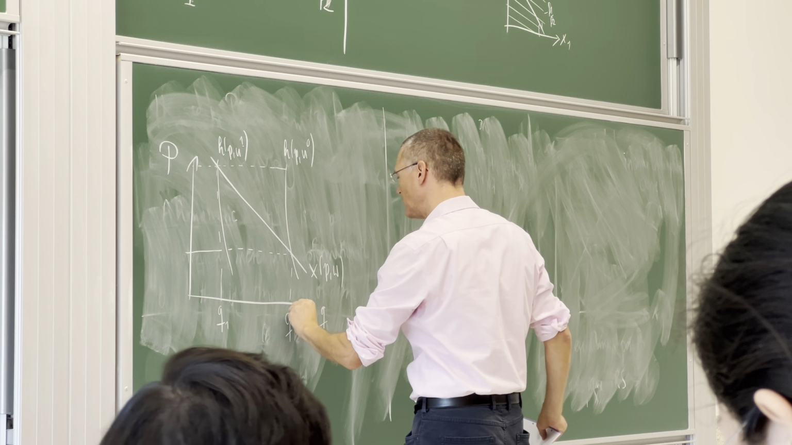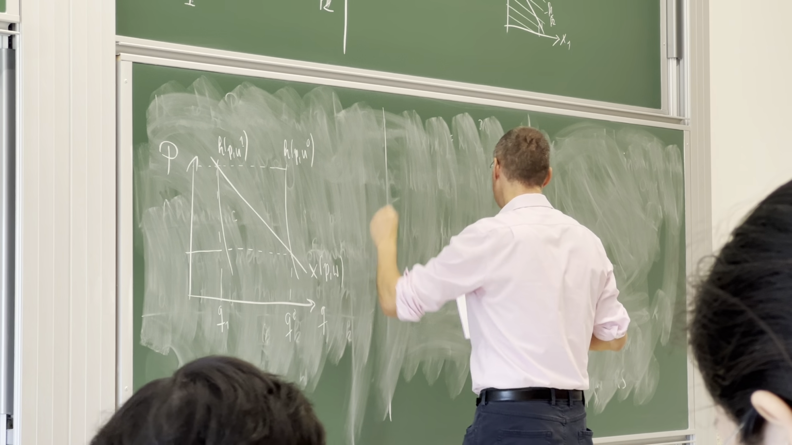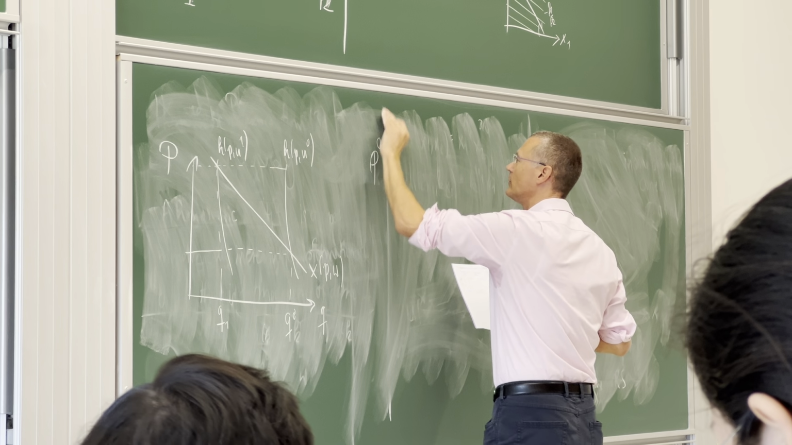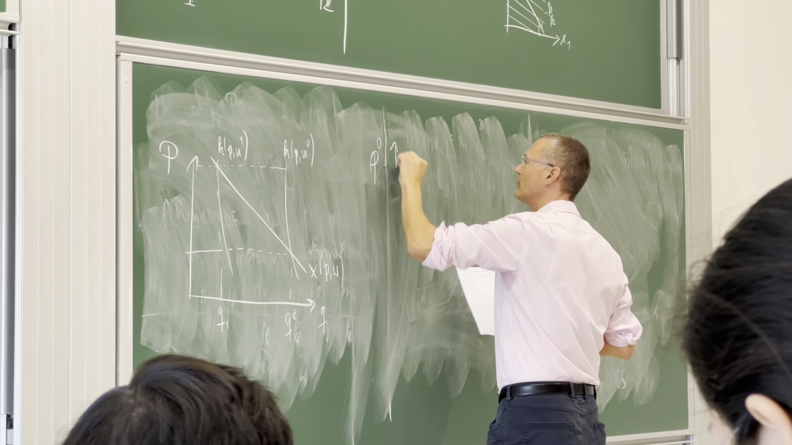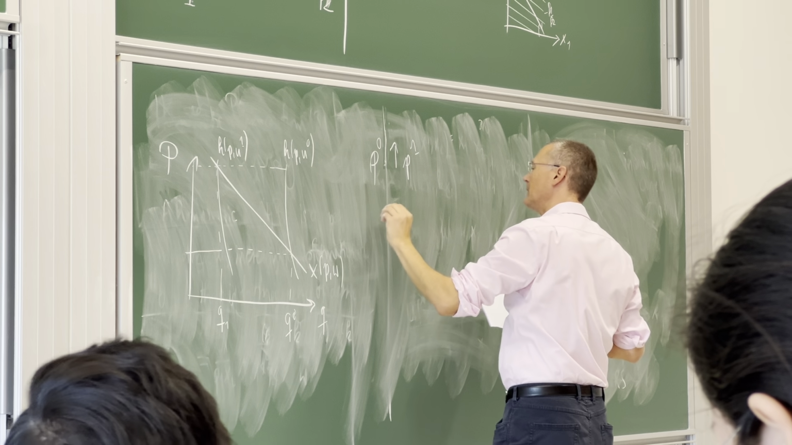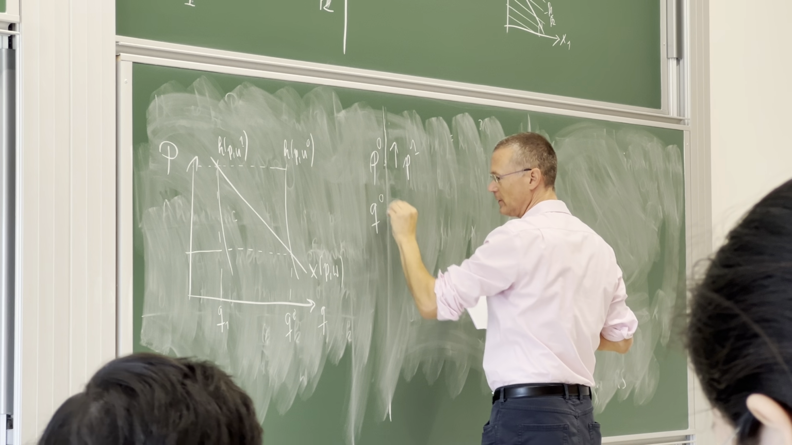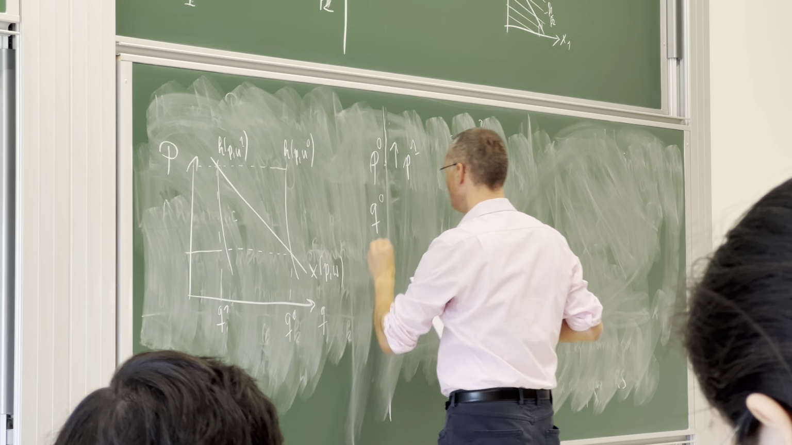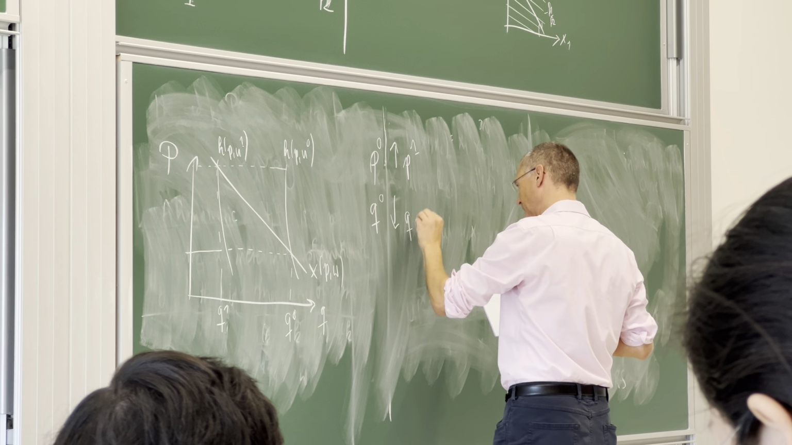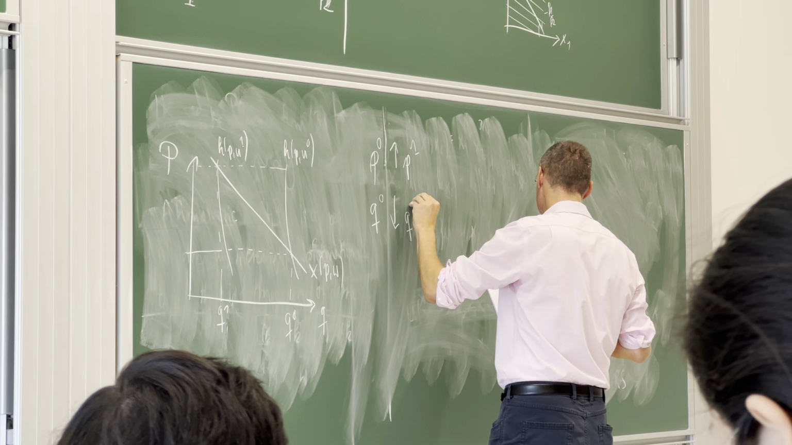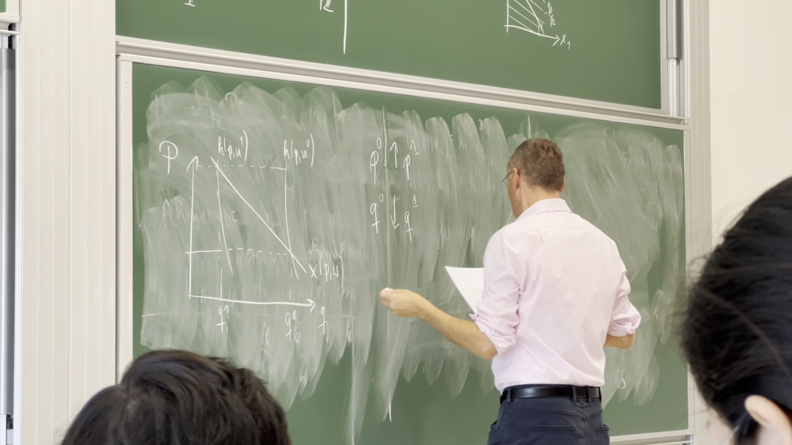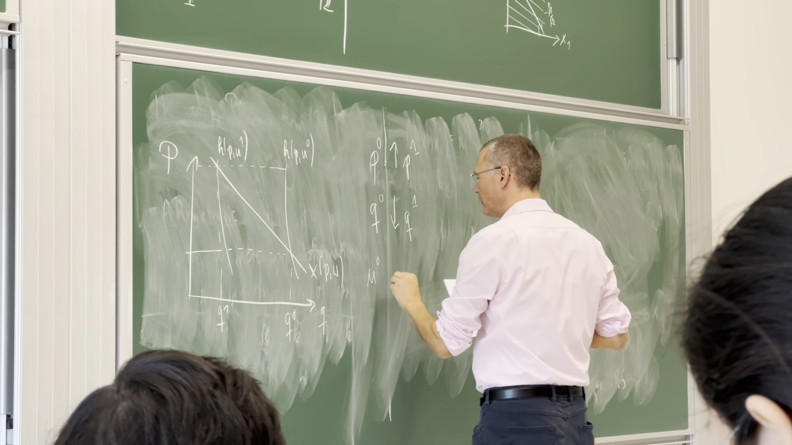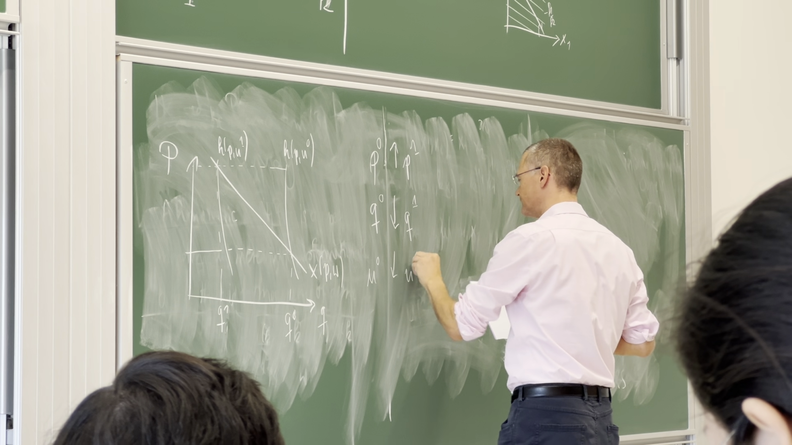this is 0. And so what we did is we increased the price of a good from P0 to P1. The quantity demanded goes down, from Q0 to Q1, and the utility level goes down from U0 to U1.